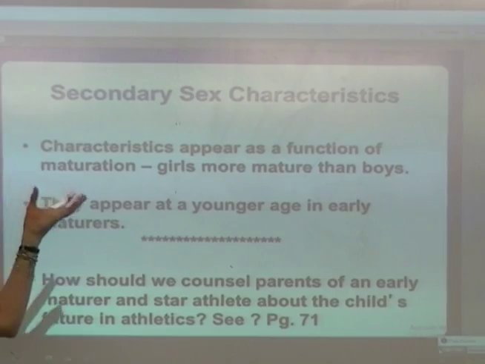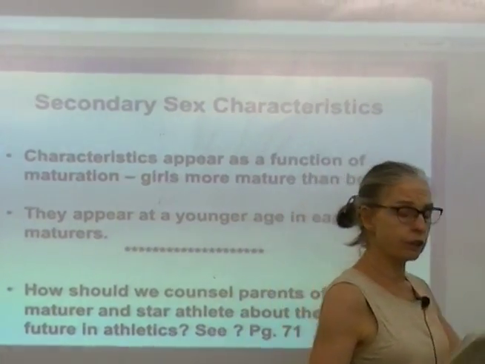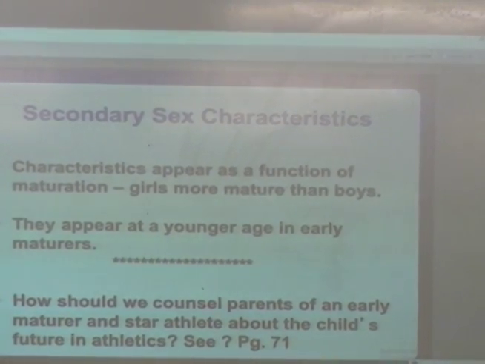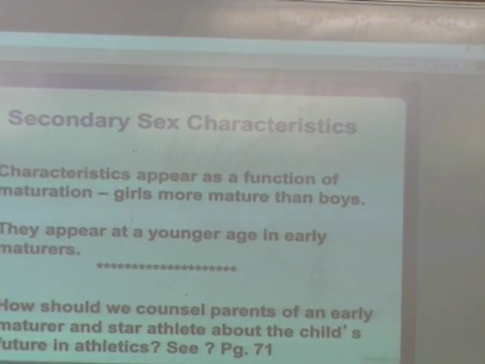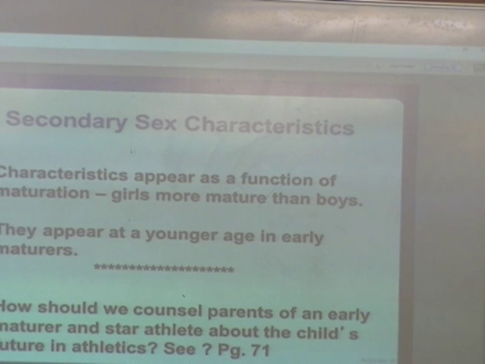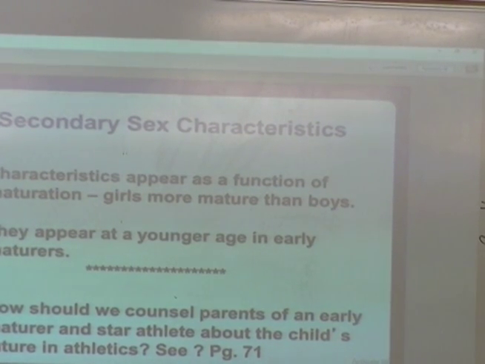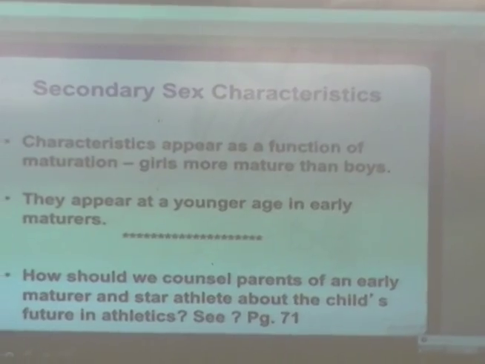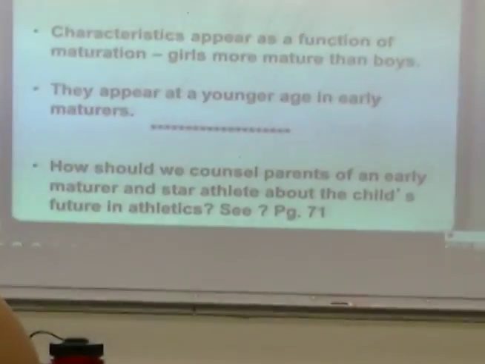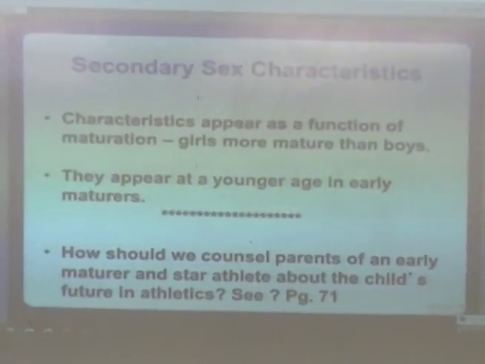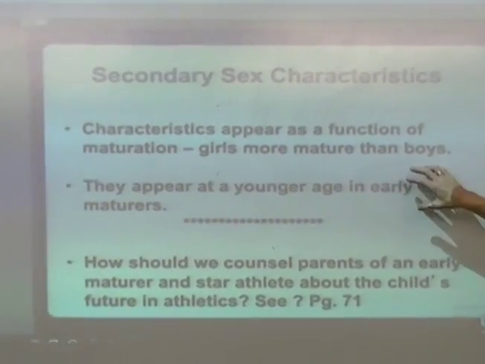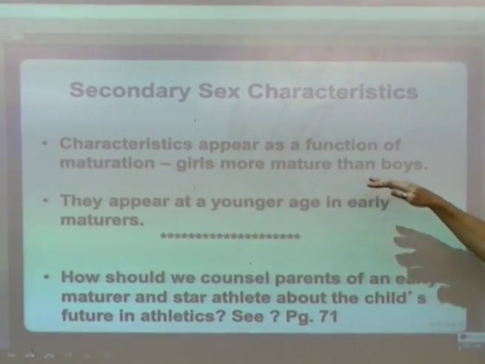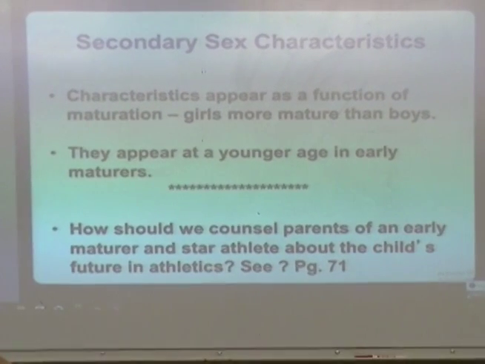So, secondary sex characteristics appear as a function of maturation. Girls mature earlier than boys do, so we start to see breast development in young girls before we start to see any big changes for the boys. And they appear at a younger age in early maturers. So if my boy is an early maturer, he's going to show secondary sex characteristics before a boy who's a late maturer.